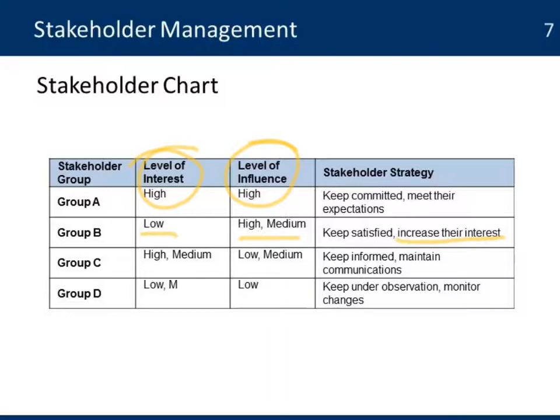The other group is group C. They have high to medium interest, but their level of influence is low to medium. You don't need to do much work on them. You may keep them informed, maintaining basic communication so they are aware. They are supportive of the project, but they don't have much power. The last group is group D, in which their level of interest and level of influence are low. You keep them under observation and monitor for changes, because usually that happens: one of these groups may change in terms of the level of influence or the level of interest in the project.